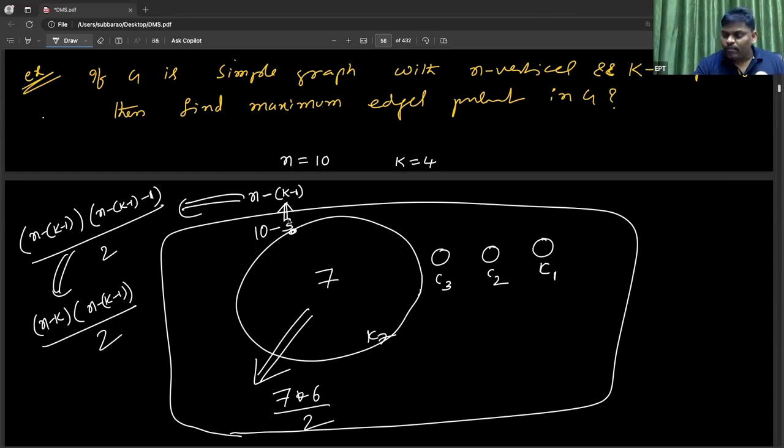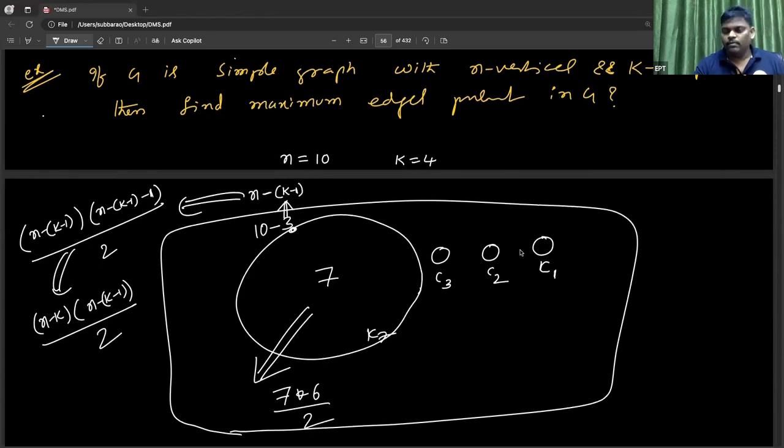Similarly, how did 7 come? N is 10. N minus 4 minus 1. Like that 7 came. Same story. Fine. Are you comfortable, Bhaiya?